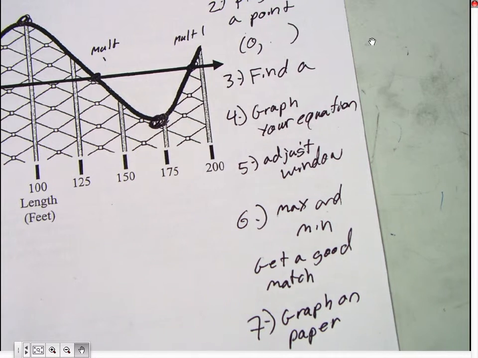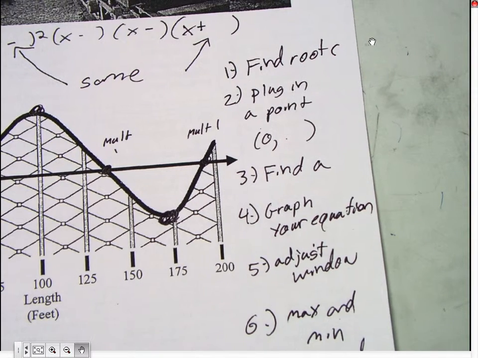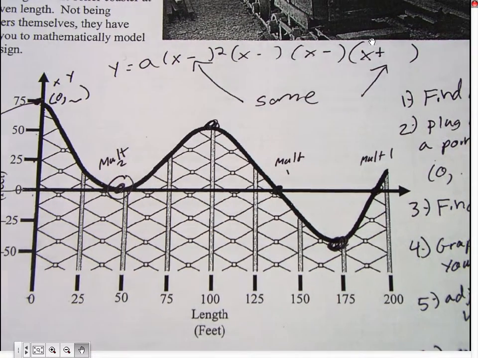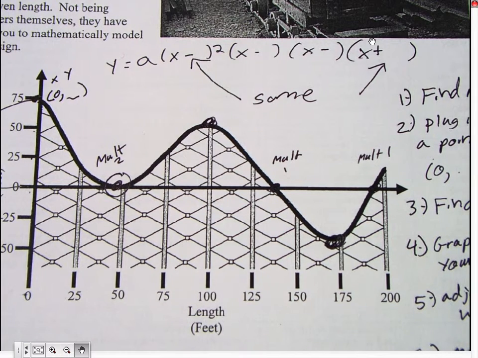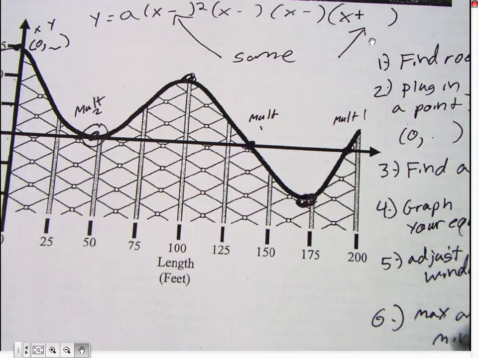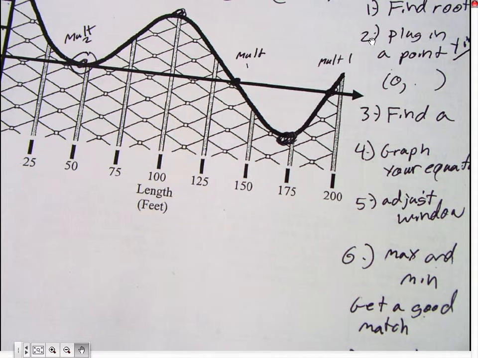And you're literally going to tell me each of these steps that you went through and how you got your answer. First, you're going to tell me what the problem is. Then you're going to tell me how you found your roots. Then you're going to plug in a point. I recommend the y-intercept. Okay? You're going to find A. You're going to graph that equation. Adjust your window. Check your max and mins. See if you need to adjust your roots. Get a good match. Graph it on paper. Okay? You're going to explain all of that in your write-up.